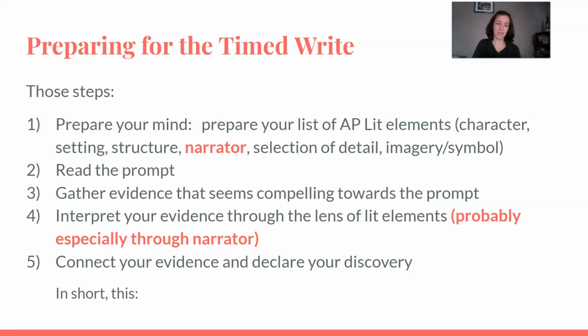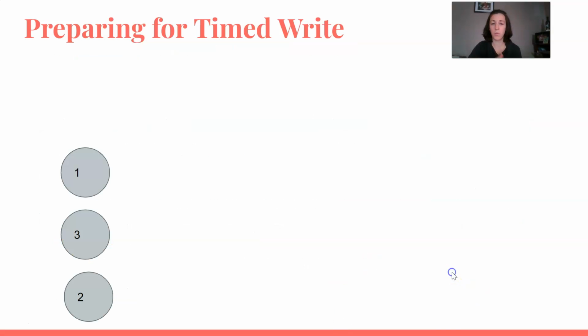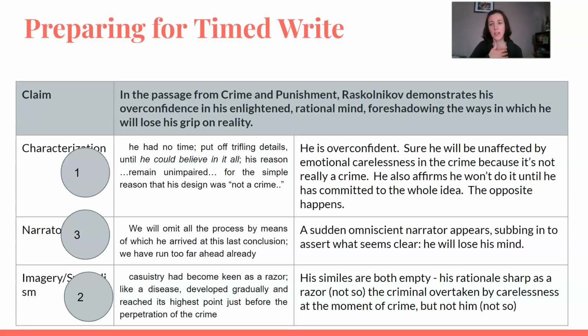And then you're going to read the prompt. And then you're going to gather evidence that seems compelling towards the prompt. And then you will interpret your evidence through the lens of lit elements, probably through the element of narrator, especially. And finally, connect your evidence, declare your discovery. In short, it will look kind of like this. You'll have your body paragraphs where you're trying to order those elements and what is most compelling to you. Each will be filled with evidence, and each will have a connecting idea, a mini claim that matches your largest claim, which is, of course, your thesis.